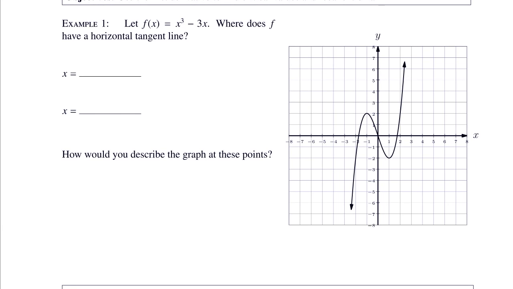All right, in example 1, we have f of x is equal to x cubed minus 3x. We want to know, where does this function f have horizontal tangent lines? So if you just look at the graph, at what x values do you see horizontal tangent lines? 1, and here it is right down here, and at -1. Right. Okay.